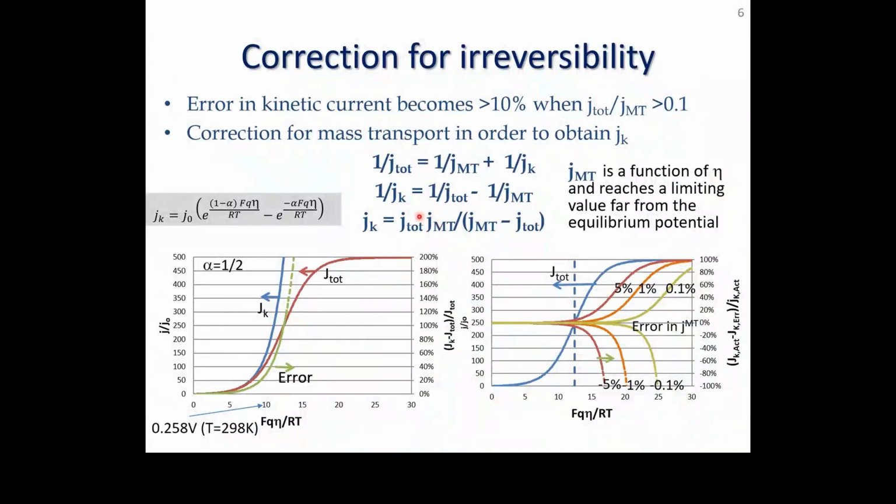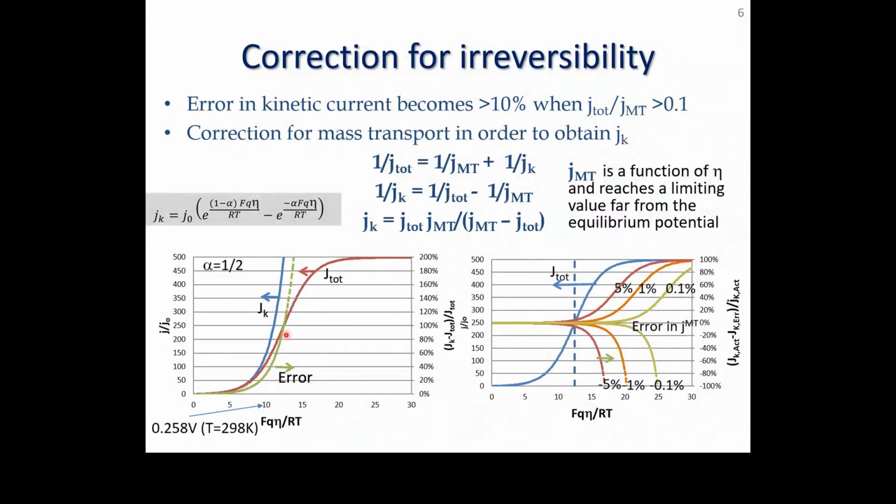So J total is the current we measure, JMT is the mass transport limiting current, and so we can actually estimate what the kinetic current of the system should be based upon what we actually measure. And of course, that's useful because that allows us to transfer something like this mass transport limited current to a kinetic current, and that also becomes important as we see greater amounts of mass transport limitation.